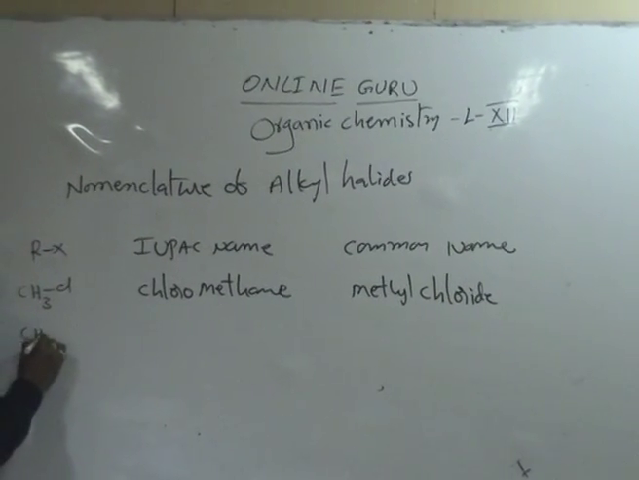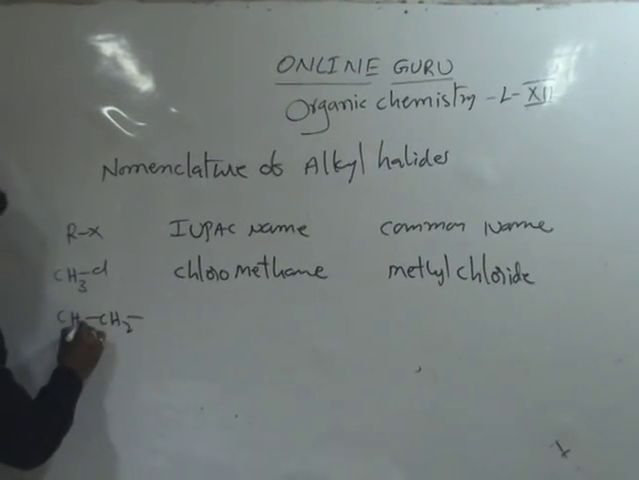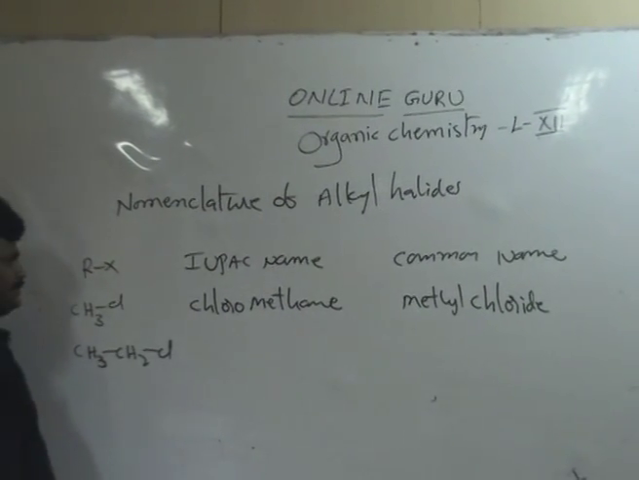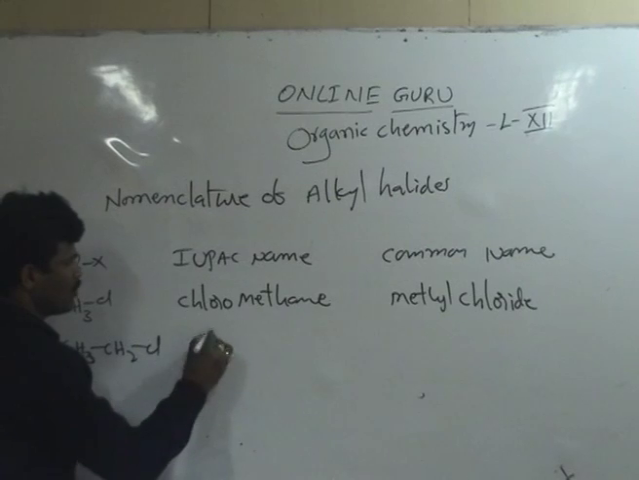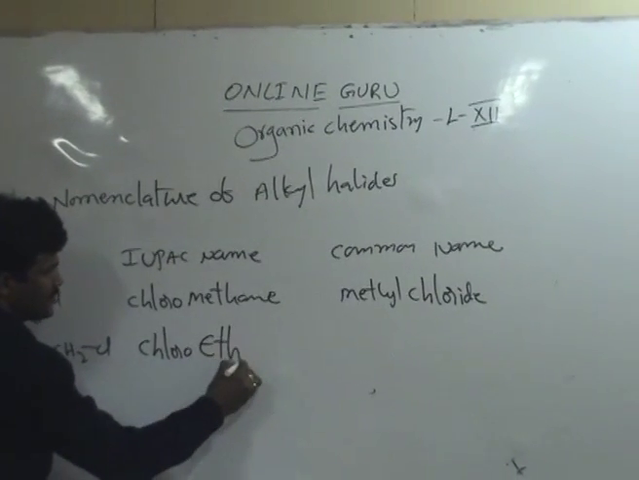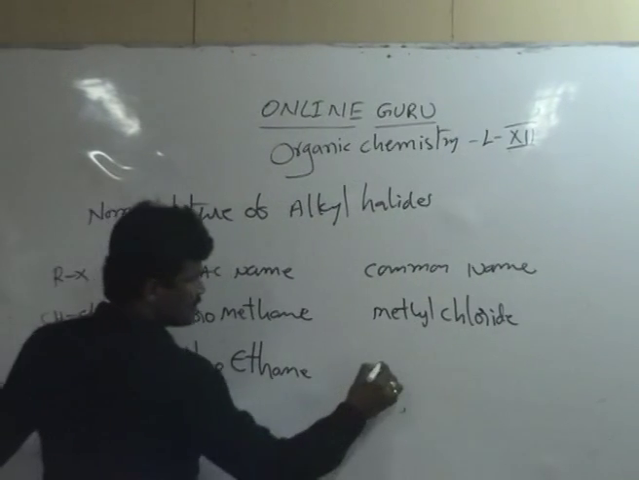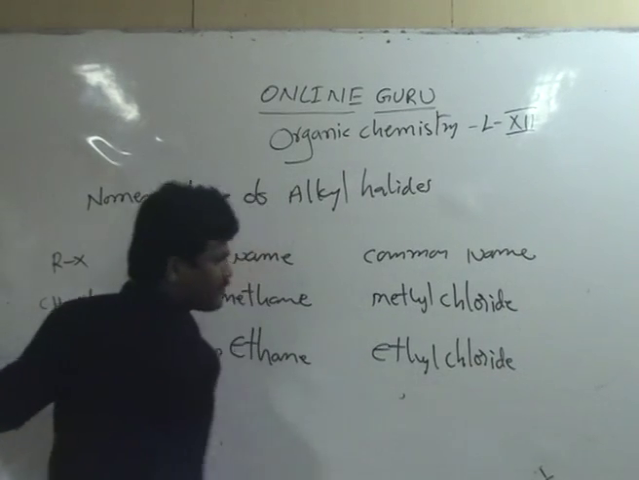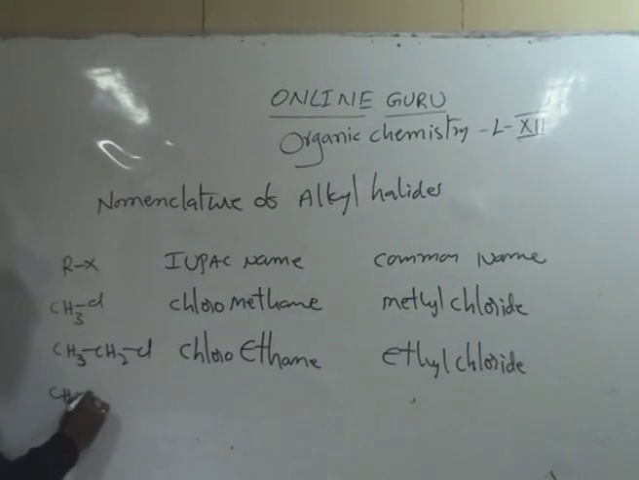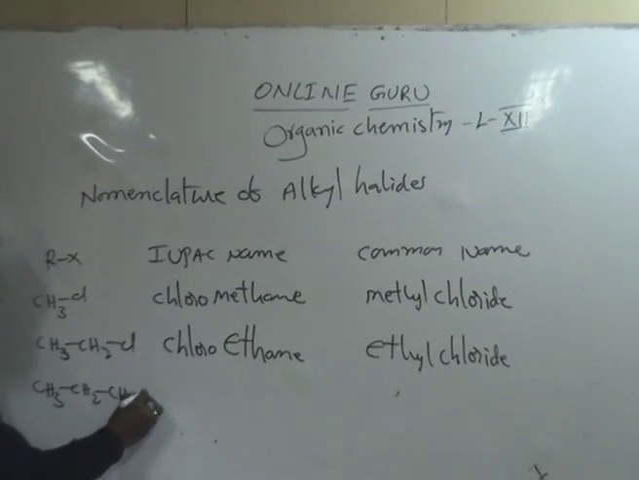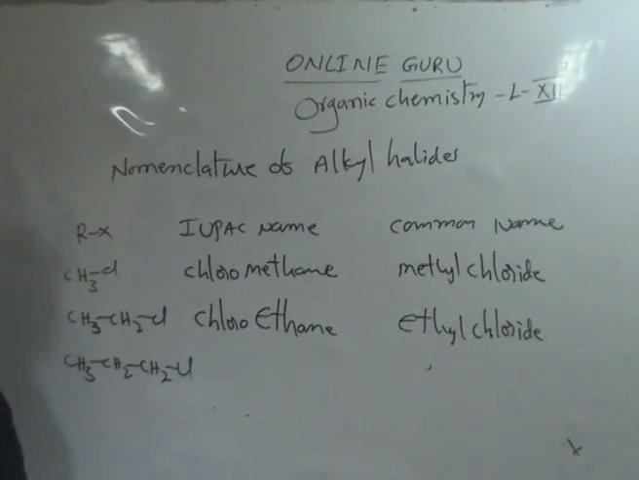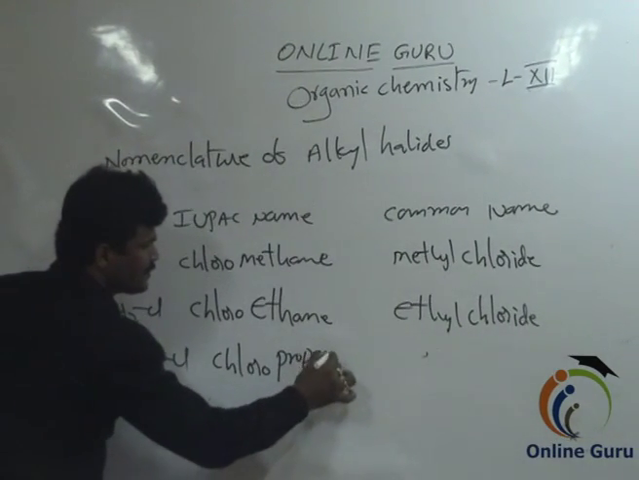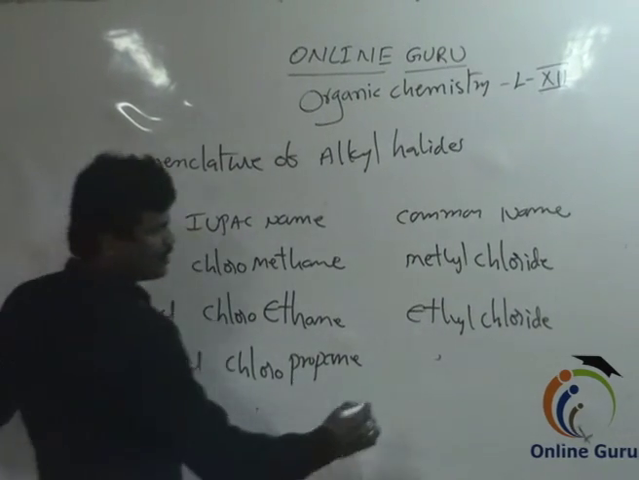Next one, CH3CH2Cl: the IUPAC name is chloroethane. The common name is ethyl chloride. Suppose CH3CH2CH2Cl: the IUPAC name is chloropropane. The common name is propyl chloride.